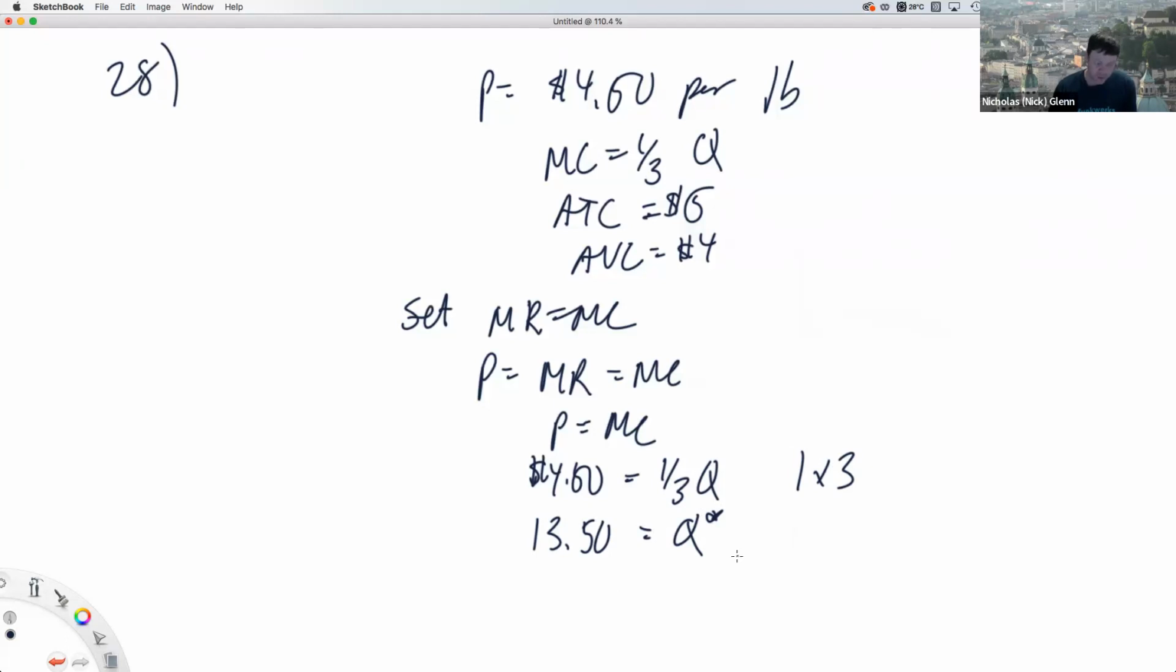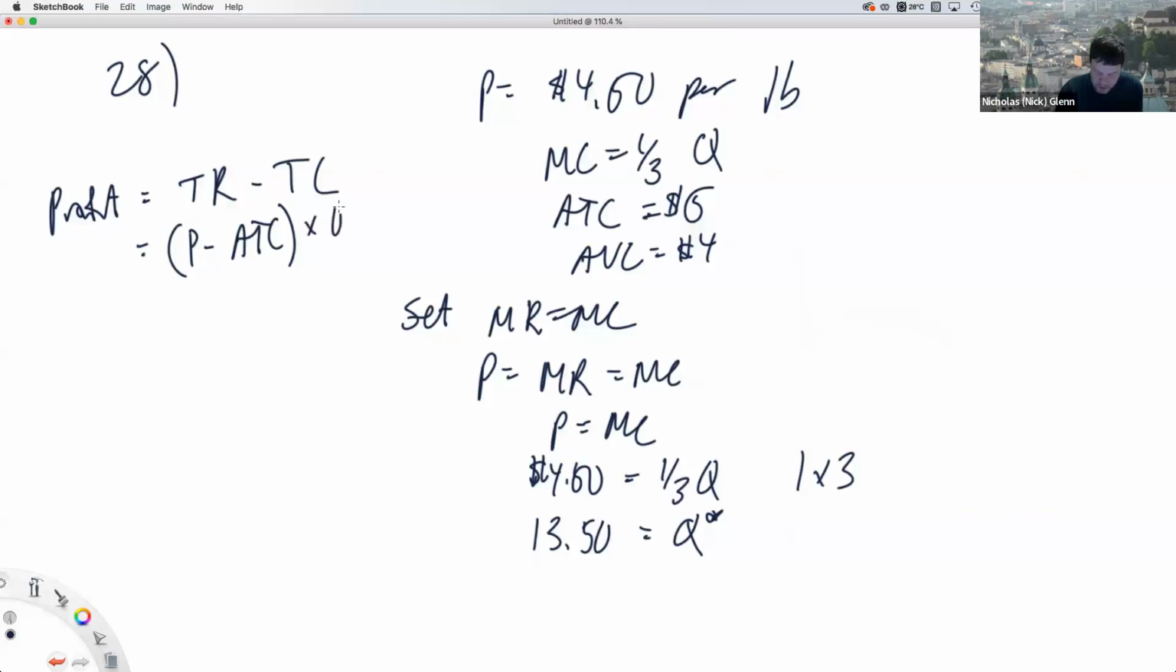Okay. Now we want to solve for the total profit. That's total revenue minus total cost. Or you can rewrite that as price minus average total cost. That gives us the per unit, and then just multiply it by quantity. That'll give us this total profit here. So the price that we have is $4.50. Average total cost is $4. I'm sorry, $5. Yeah, $5. I was looking at average variable. Average total cost is $5. The quantity we said they're going to produce, that's 13.50.